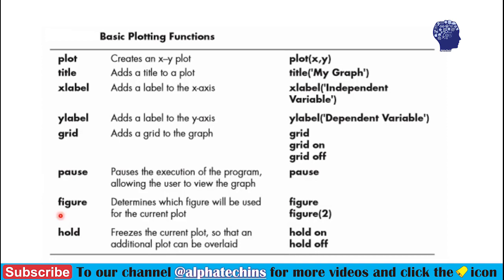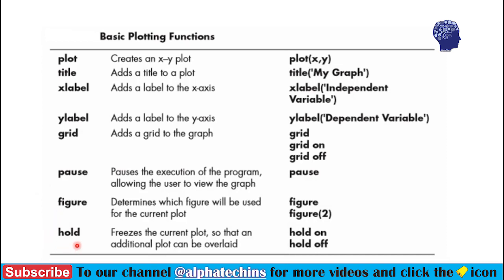Now the next function we have got is figure, and figure is used to plot different graphs. For example, when you are plotting a single graph, that is figure 1, and then if you want to plot another graph, you have to type figure 2 so that you can generate another graph. Otherwise, figure 1 will be skipped and it will only show you figure 2. So you have to use the figure function so that you can display multiple plots.